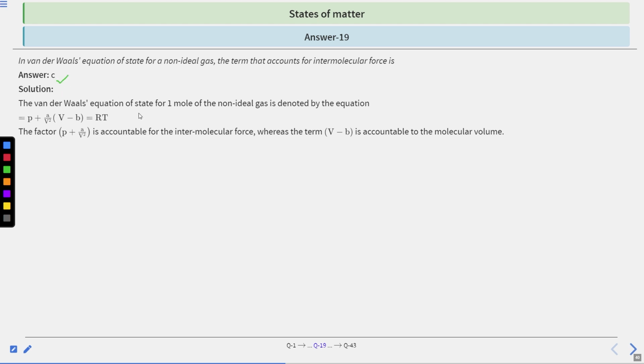The van der Waals equation of state for 1 mole of non-ideal gas is denoted by this equation: (P plus a by V squared) multiplied by (V minus b) will be equal to RT. So the factor P plus a by V squared is accountable for the intermolecular force, whereas the term V minus b is accountable for the molecular volume. Hence, option C is the correct answer.